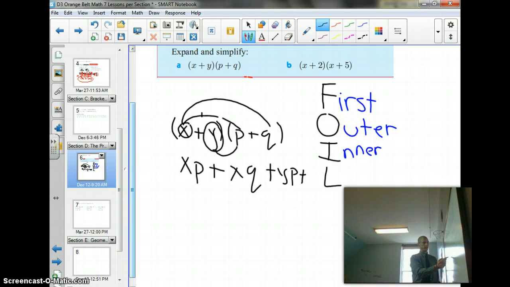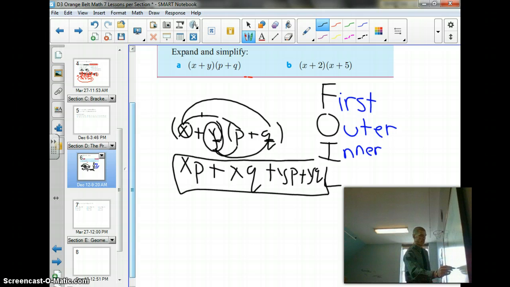Well, this is the last term in this bracket, and this is the last term in that bracket. So the last two terms are going to multiply together. And y times q is just yq. And those are the two last terms in each bracket.